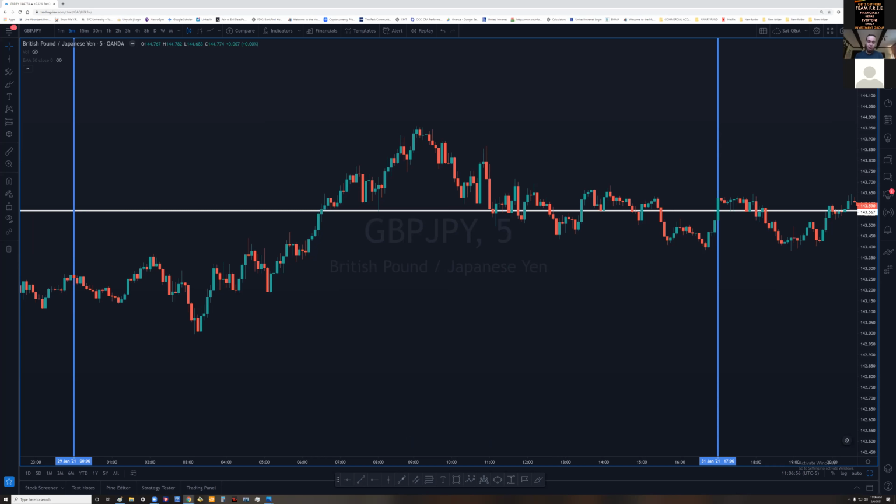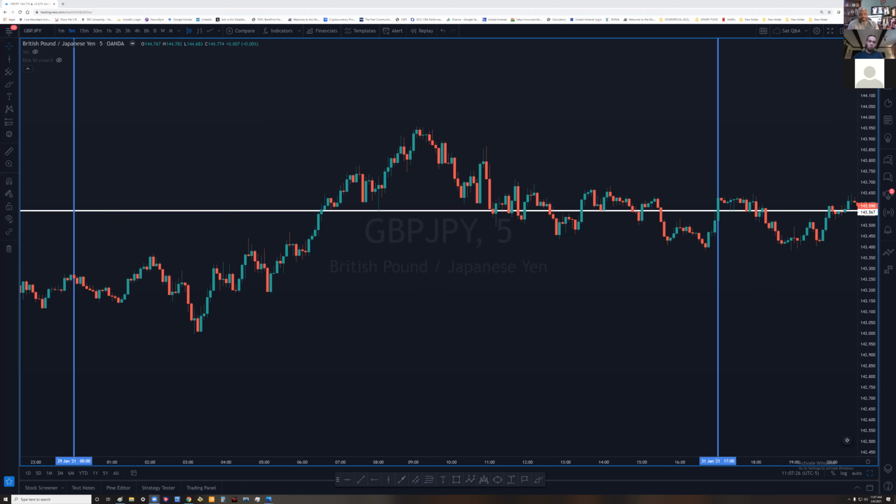GBP/JPY is a combination of two of the most volatile currencies, and it's going to be a roller coaster if you decide to trade it. Different strokes for different folks. You need a certain level of emotional fitness to trade a pair like this. And if you're following a signal or whatever it may be, that's great.